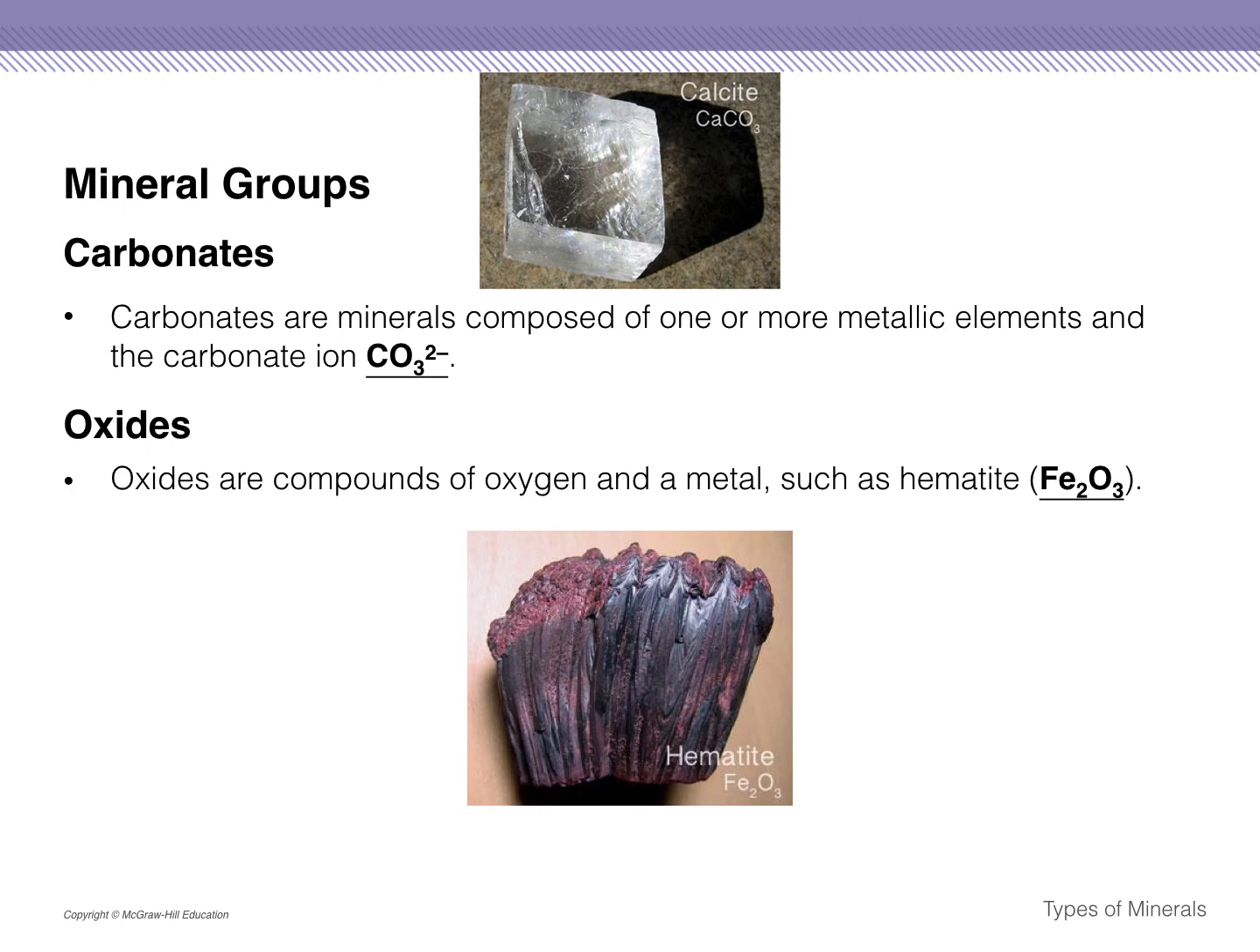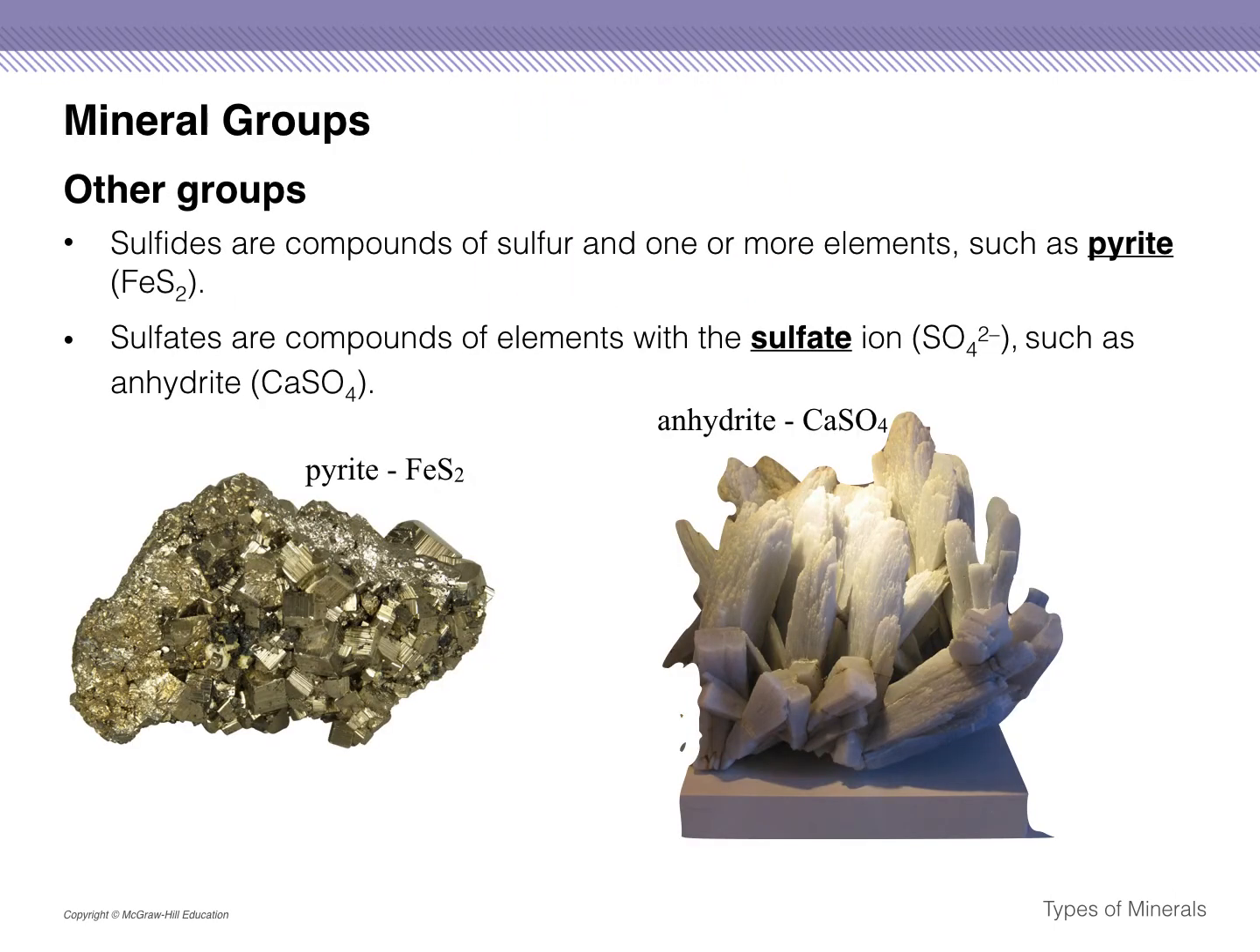Oxides are compounds with oxygen and a metal, such as hematite, which is right here. The formula for hematite is Fe2O3, which is the same formula as rust. The difference between hematite and rust is this is one that naturally forms underground and on the ground. It is not iron that has been oxidized by exposure. It's iron that's been oxidized by nature.